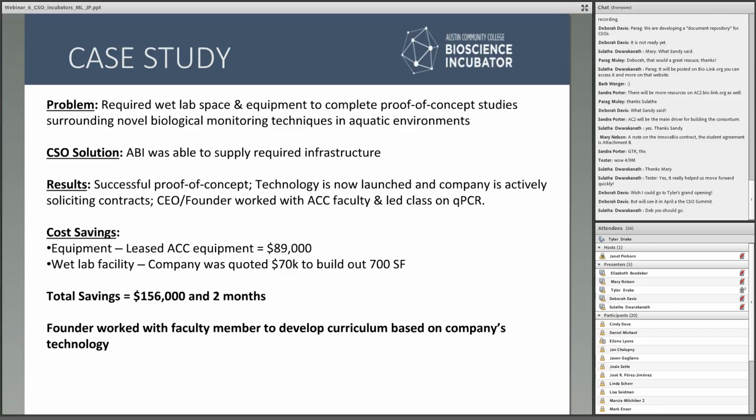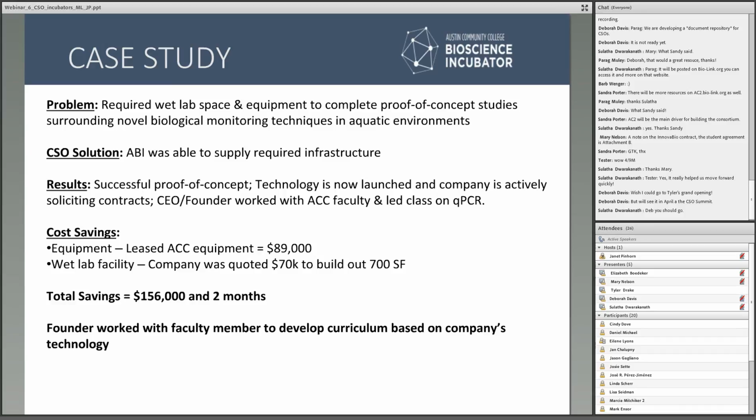So if you look briefly, and this is a very top-down approach to doing these calculations, they used about the equivalent value of about $90,000 of equipment from ACC, and then they were looking to build their own wet lab facility before they found the bioscience incubator, and they reported about $70,000 to finish the build out of about 700 square feet of office space.